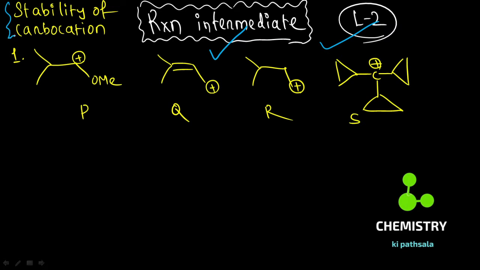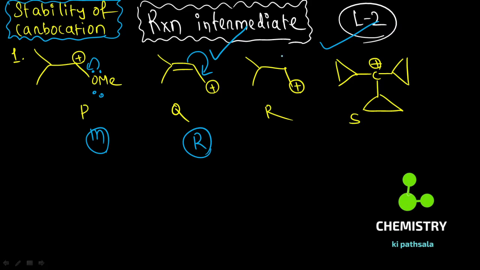So let's get started. Now you have to find out the stability of carbocation. In case of P, it is stabilized by mesomeric effect. In case of Q, it is stabilized by resonance. In case of R, it is stabilized by hyperconjugation because of 2 alpha hydrogens. And in case of S, the carbocation is stabilized by dancing resonance.